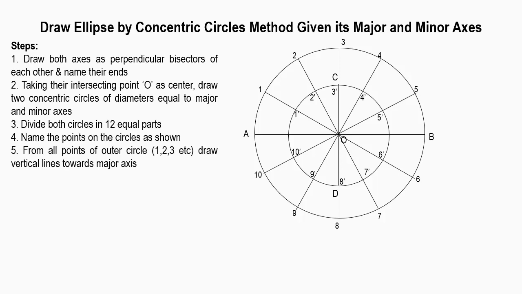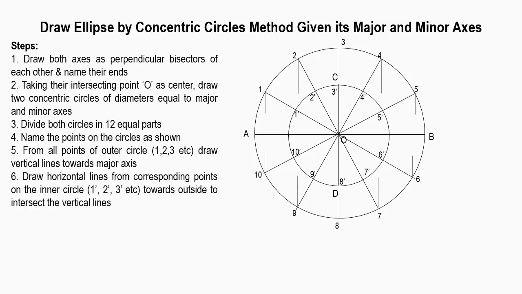Then from all the points on the outer circle, that is point number 1, 2, 3, 4, etc., draw vertical lines towards the major axis. This means that from point number 1, 2, 3, 4 and 5, I have to draw vertical lines in downward direction. From point number 6, 7, 8, 9, 10, I draw vertical lines in upward direction. So I have drawn the vertical lines like this.